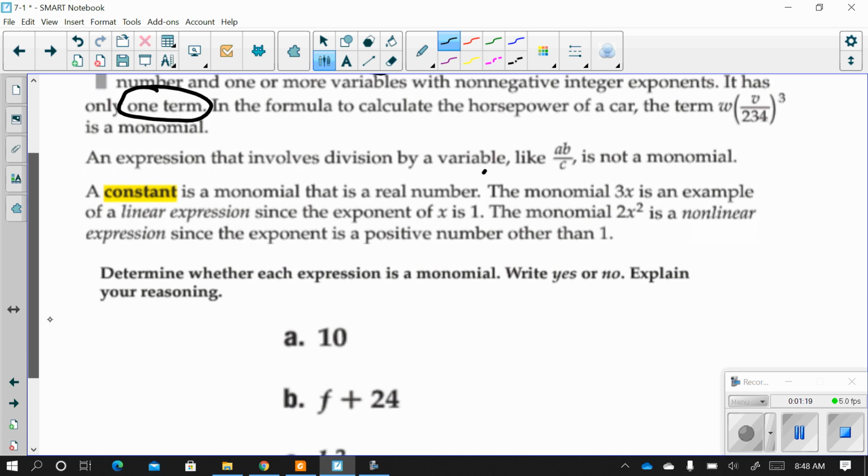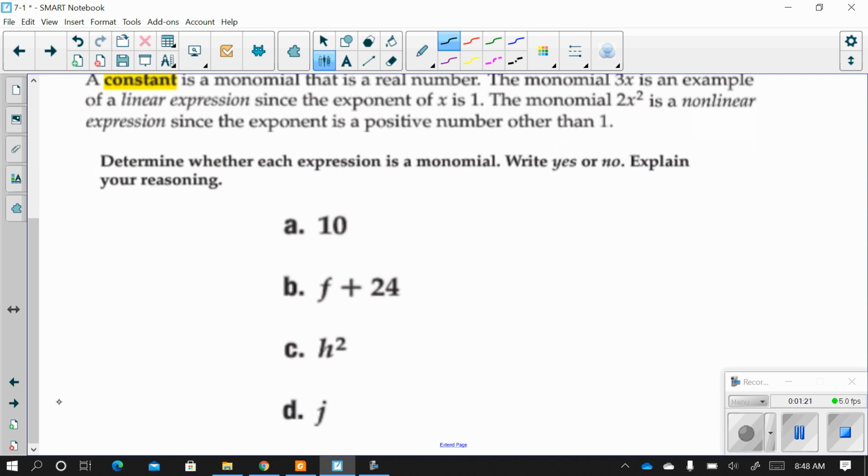So let's go through a few and see if they are a monomial or not. Pause the video and try each one, and then I'll go over them in just a sec. All right, so we have to decide if they're a monomial. A, 10, 10 is a monomial. It's just a plain old number. Letter B, f plus 24, that is not a monomial. It has two terms. C, h squared, that is a monomial, it's only one term. And my pen is not working. There we go. And letter D, J, just one term, so yes, it is a monomial.